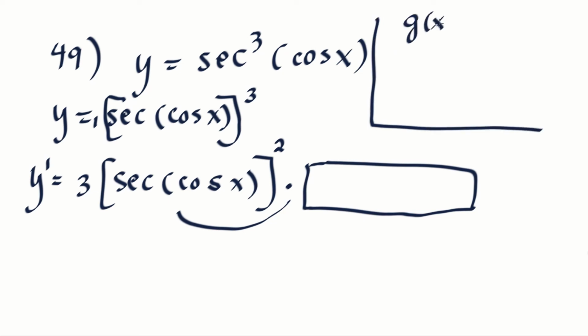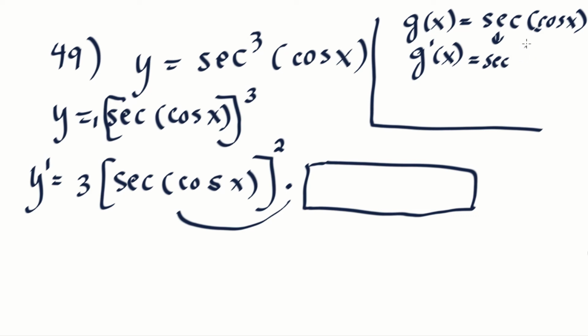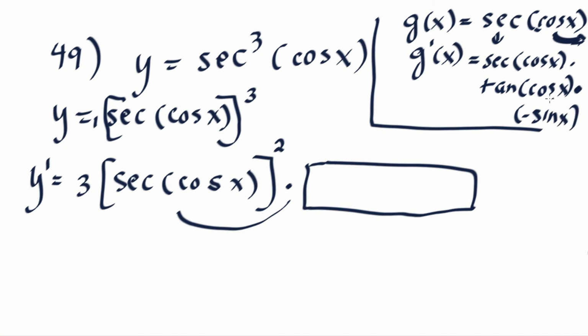So again, I'm going to assign that to a function g, secant cosine x. What is its derivative? We need to get the derivative of secant cosine x. The derivative of secant is secant tangent. So it's going to be secant cosine x times tangent cosine x, and then multiply, this is the chain part, by the derivative of the cosine. And the derivative of the cosine is what? Negative sine x. So this is going to go inside this box.